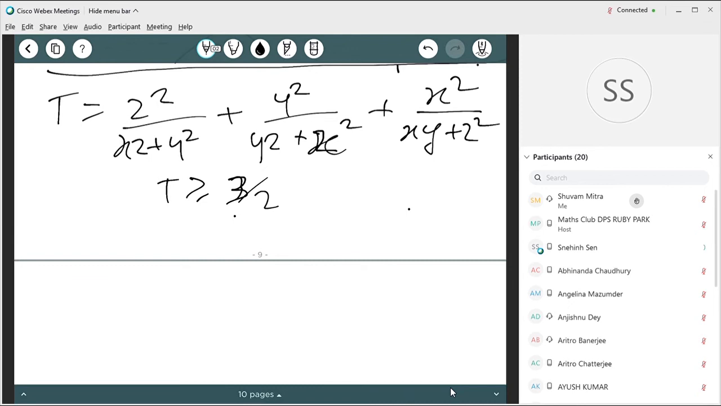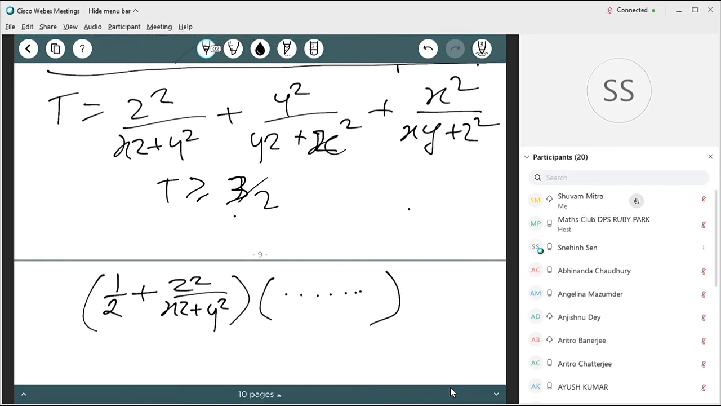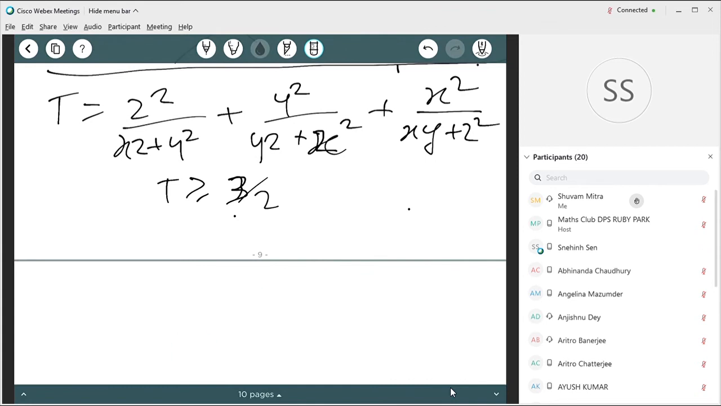So instead, I'll prefer to prove the following. If I can show half plus z square, z plus y square, this thing, and the product taken. Wait a second, I'll just rewrite it. That has half as necessary.